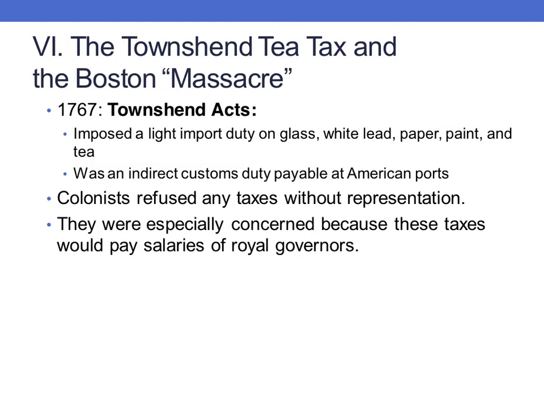Now, eventually, Charles Townshend is going to be made the Chancellor of the Exchequer in England. The Chancellor of the Exchequer is like the head of the Treasury. And he wants to put a light import duty on glass, white lead, paper, paint, and tea.